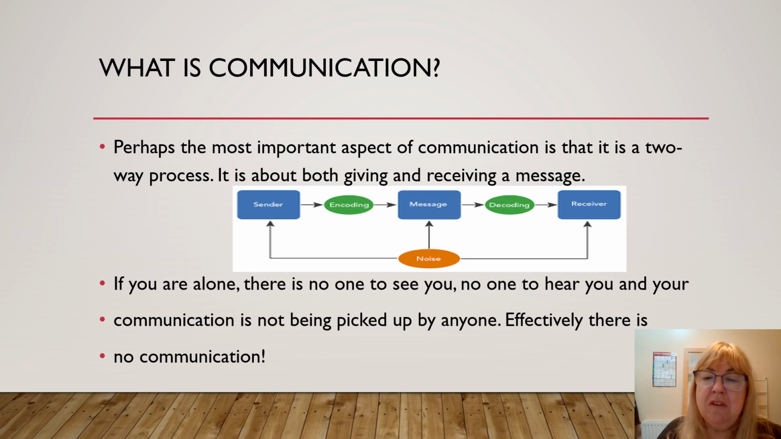So if you're alone and there's no one to see you and no one to hear you, and your communication isn't being picked up by anyone, effectively you're not communicating. So if you're like the poor man in The Martian, where you're left on another planet, floating around, and you've got no radio and no one to talk to, you're not communicating at all, really. I suppose you could be communicating with yourself, which you probably will be in the end. But really, a communication is a definite two-way process.